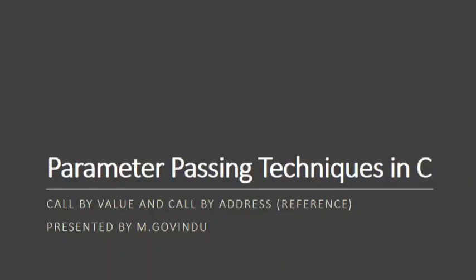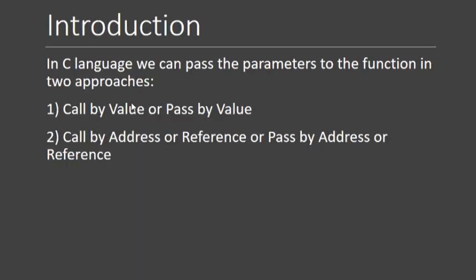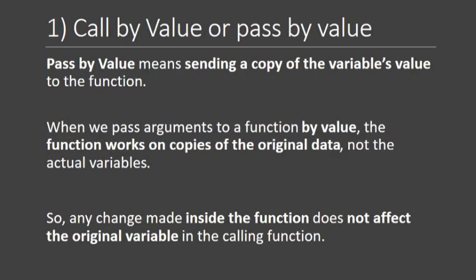In this class, I am going to explain parameter passing techniques in C: call by value and call by address. First, an introduction. In C language, we can pass parameters to a function in two approaches: call by value, or pass by value, and call by address, or call by reference. First, we will discuss call by value.